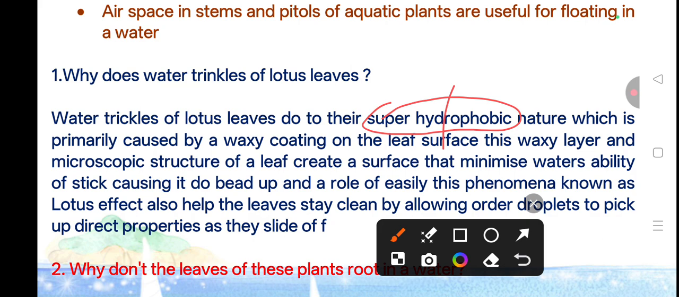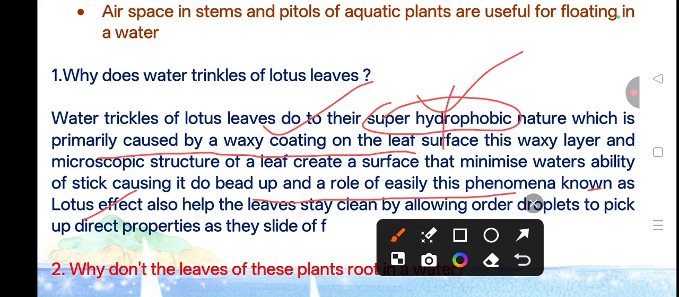Lotus leaves are super hydrophobic in nature, which is primarily caused by the waxy coating on the leaf surface. Look here, the lotus has a super hydrophobic nature and a waxy coating on the leaf surface. This waxy layer with its microscopic structure creates a surface that minimizes the water's ability to sink, causing it to bead up and roll off easily. This phenomenon we call the lotus effect.